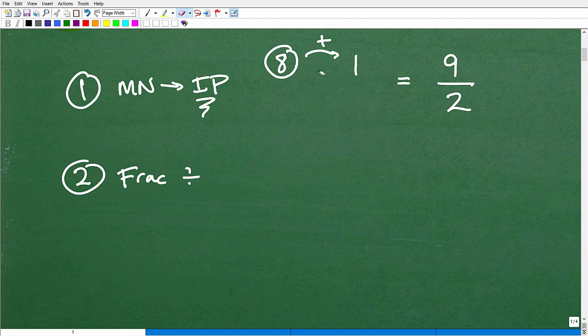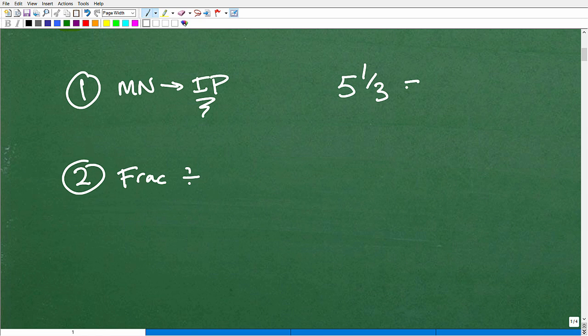So let's just do this one more time. We'll use another example, see if you got this down. So let's say 5 1/3. Go ahead and write that as an improper fraction. Okay, so it's going to be 3 times 5 is 15. So 15 plus 1 is 16, and then this right here will be my denominator, 16/3.